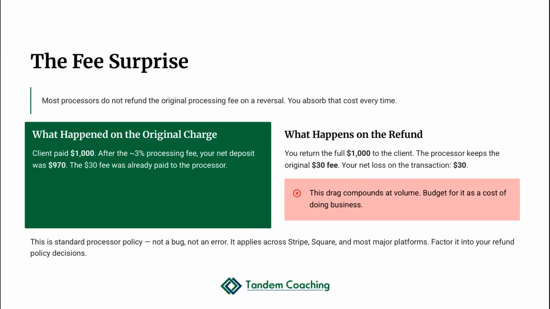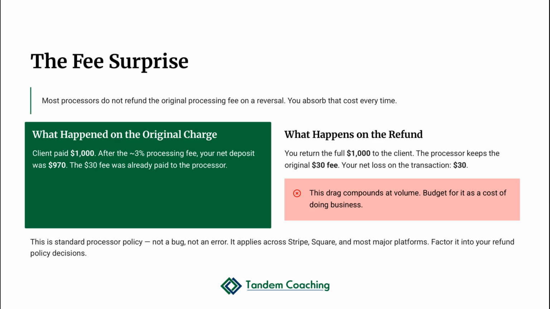The fee absorption is the surprise that catches every coach exactly once, and it changes the economics of every satisfaction guarantee offer. Stripe charged you 2.9% plus 30 cents on the original transaction. When you refund the customer the full amount, Stripe keeps that original fee. The customer gets $1,000 back. Your bank account is out $1,000 plus the $30 fee you already paid and will not see again.